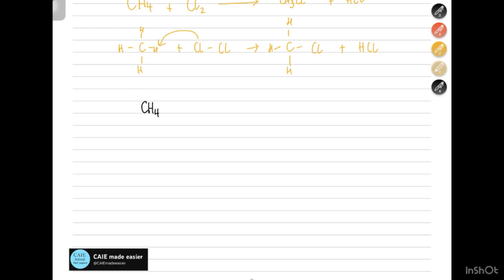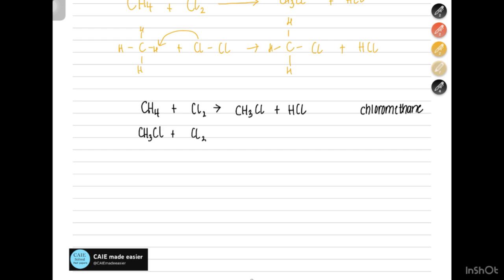I did the first one. CH4 plus Cl2 forms CH3Cl plus hydrogen chloride. This is known as chloromethane. So I'll write this, and I'll give you some time to solve them.